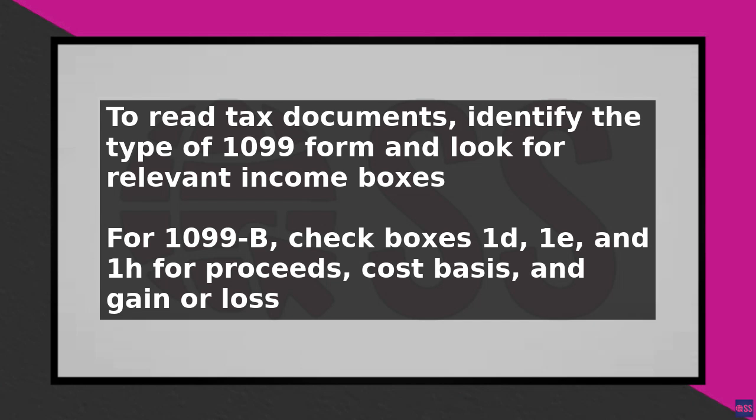In addition to the 1099 form, you may also receive a Schedule 1, which is used to report additional income, such as capital gains and losses. The Schedule 1 will provide more detailed information about your investment activity, including the type of security sold, the date of sale, and the gain or loss.